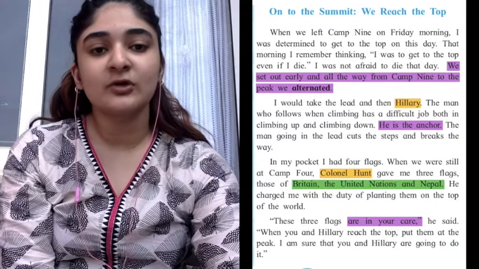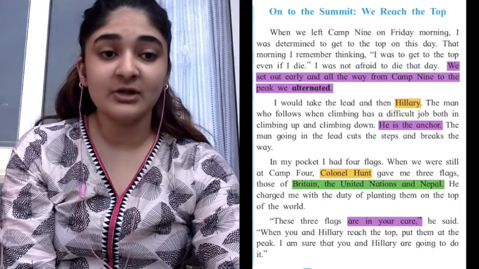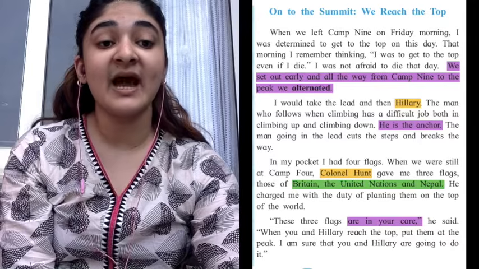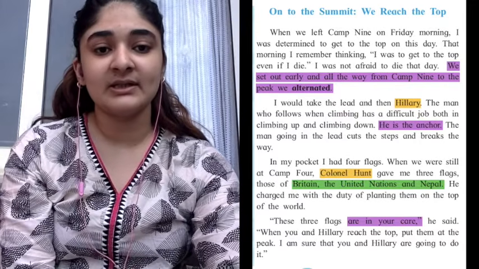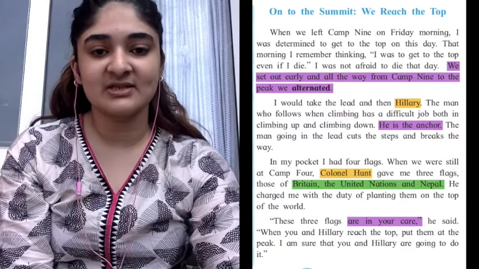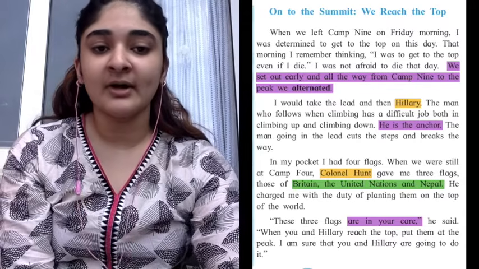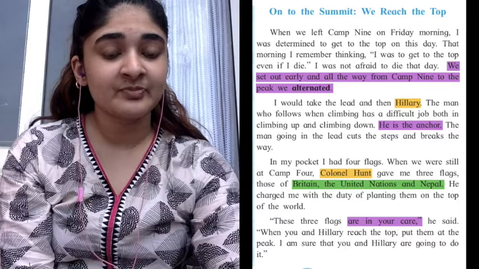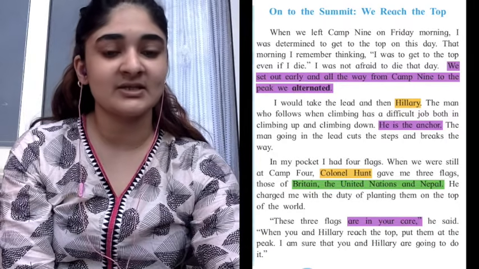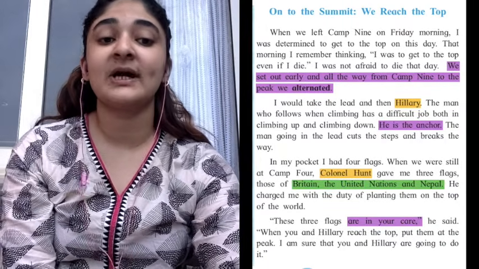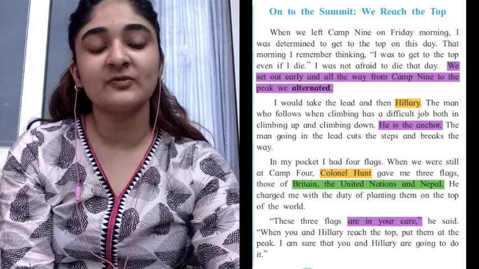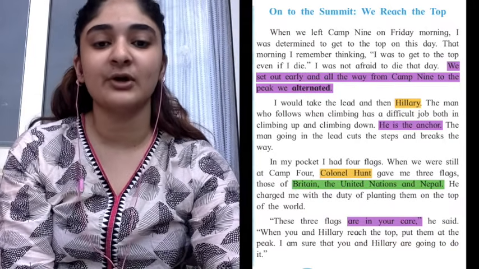The man who follows when climbing has a difficult job both in climbing up and climbing down. He is the anchor. The man going in the lead cuts the steps and breaks the way. In my pocket, I had 4 flags. When we were still at Camp 4, Colonel Hunt gave me 3 flags, those of Britain, the United Nations, and Nepal. He charged me with the duty of planting them on the top of the world.